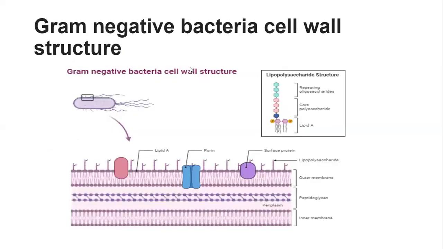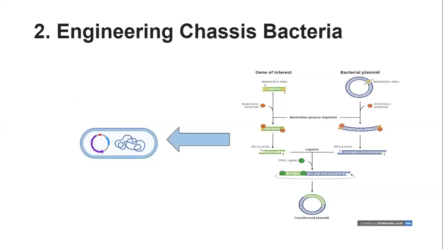So this is just a diagram giving an overview of a gram-negative bacterial cell wall structure. You can see the bacteria there. You can see it has flagella for mobility. We also have the two membranes, the outer and inner membrane. We also have the peptidoglycan layer. So basically, this shows how gram-negative bacteria tend to be more recessive and also resistant to antibiotics compared to gram-positive bacteria. So this is an overview of the cell wall structure for chassis bacteria.